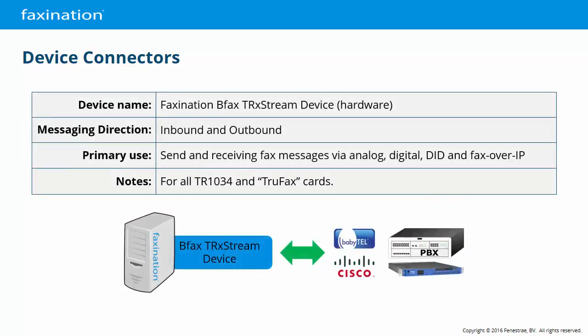The most common connector for hardware fax cards is the Faxination BFax TR Extreme device. This connector is used with the Brook Trout TR1034 series of cards, which are available in many configurations and line counts, up to full T1E1 spans on a single board. This connector is also used with the Brook-Trout TrueFax series, which are entry-level fax cards maxing out at 4 channels.